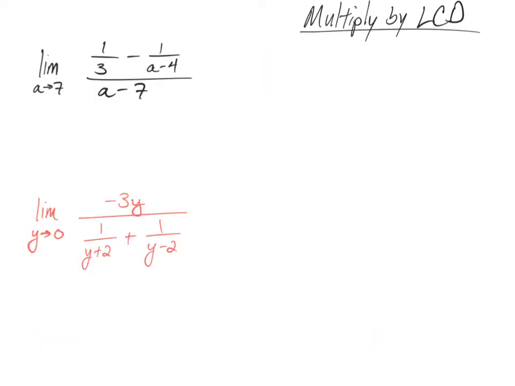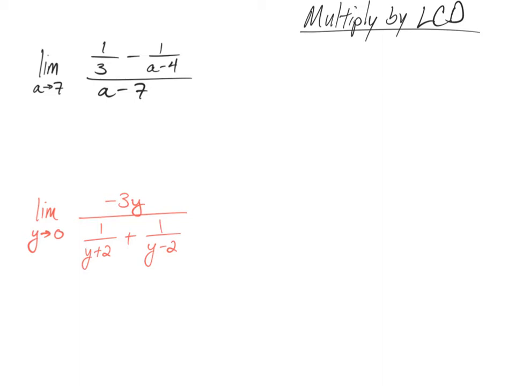On this slide, we will be finding a couple limits via the multiply by the LCD method. And just so I can say it one more time without writing it this time, if you substitute 7 directly in for a here and here, you will end up with a 0 over 0, telling you that this can be simplified.